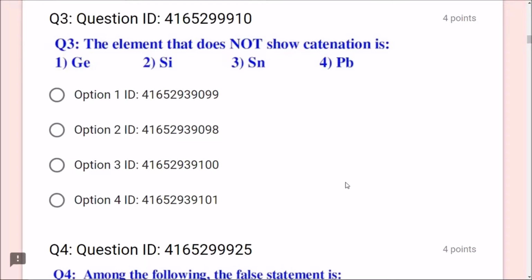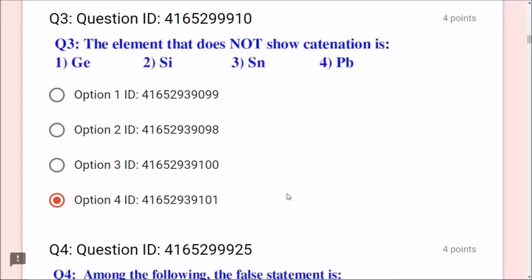Next, question number 3. The element that does not show catenation is, dear friends, what is catenation? Yes friends, catenation is the bonding of atoms of the same element into a series called a chain. For example, carbon chain, yes we have graphite, diamond, yes we have carbon chain, and it is not shown by lead. Yes friends, lead is not going to form catenation.